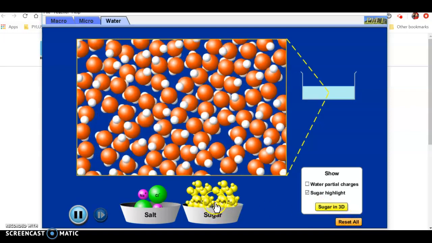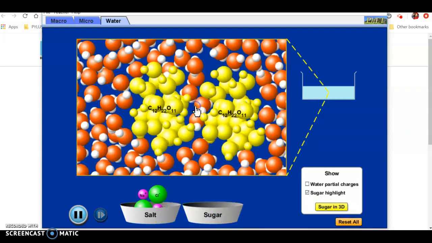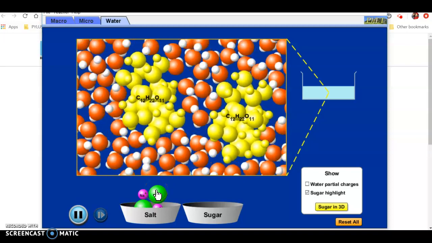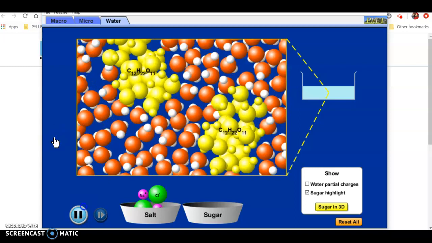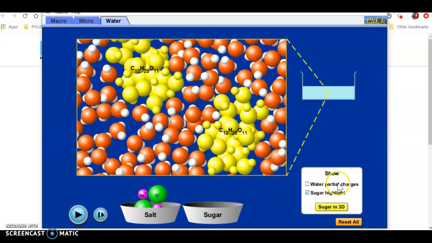Let's see the sugar. What does this thing do? Water partial charges. Oh, there's the ears that are partially positive. And then the mouth, other side of the molecule of water, would be negative.